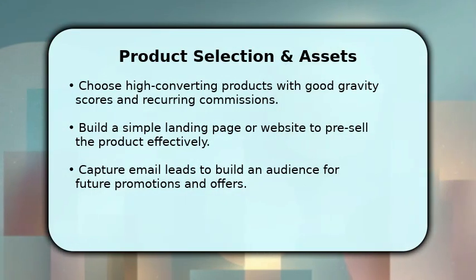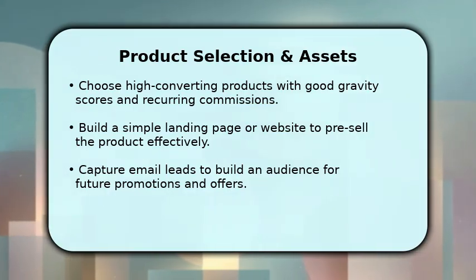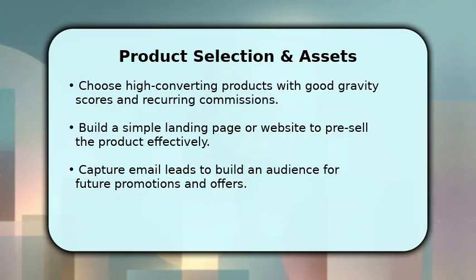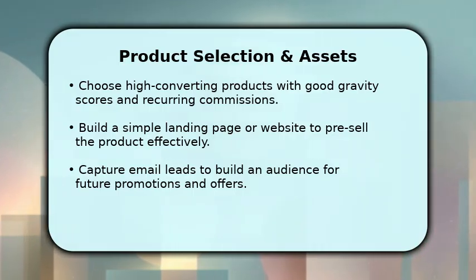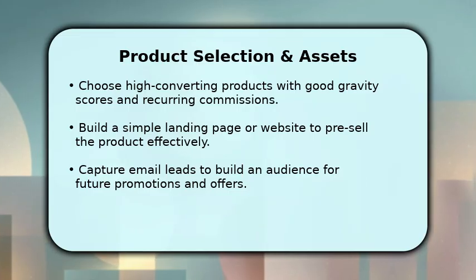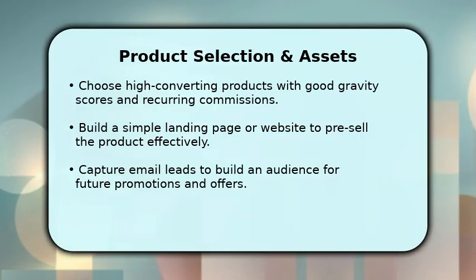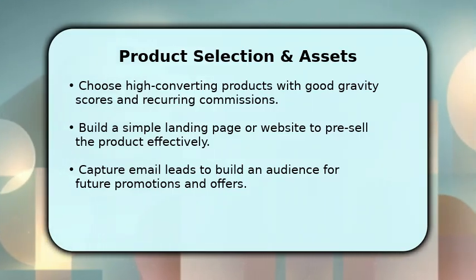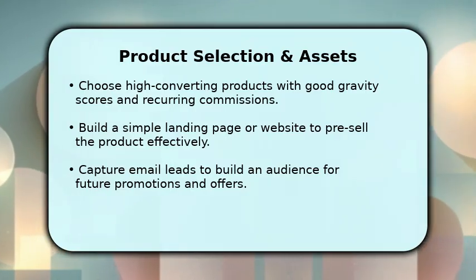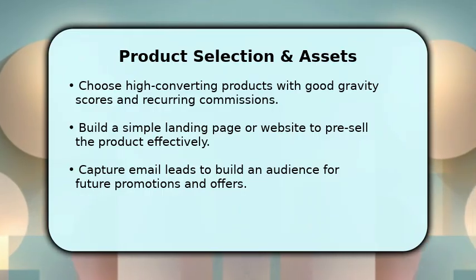Next, navigate the ClickBank marketplace to find products that align with your chosen niche. Prioritize offers with strong sales pages, high gravity scores, and attractive commission rates, ideally over 50%. Build a simple landing page or website to pre-sell the product and capture email leads. This asset helps you build an audience and promote multiple offers over time, increasing your long-term revenue.